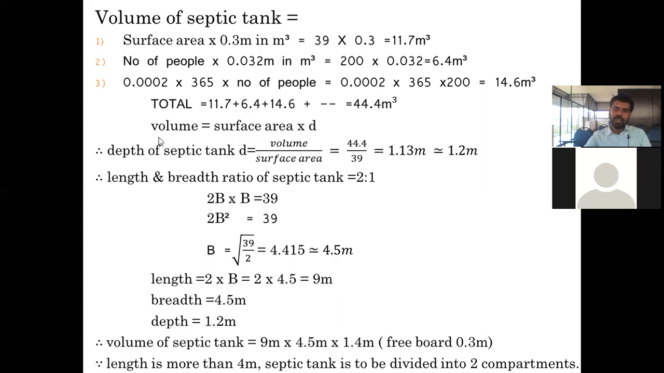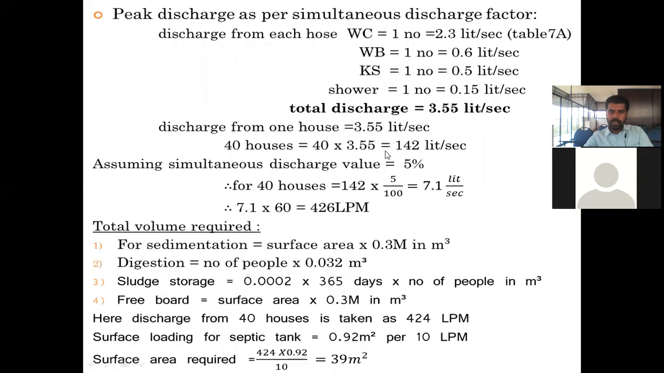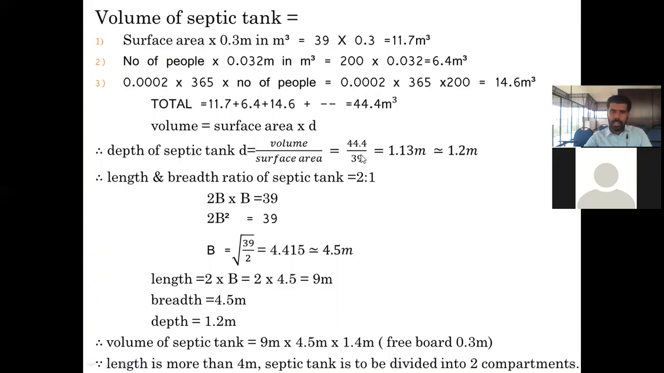So volume is equal to surface area into depth. Surface area equals volume divided by depth. Volume, you know, 44.4. Volume divided by surface area, how much? Surface area, how much did you get? 39, correct? 39 is the surface area. So divide by 39, you will be getting 1.13. Approximately, we can write 1.2 meter. So the depth of the septic tank is 1.2 meter.